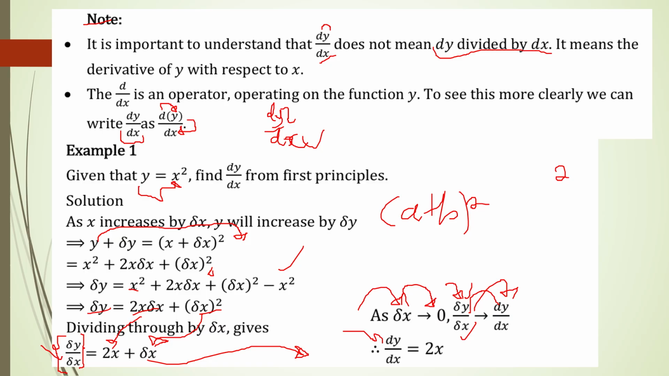So you're going to make a conclusion that therefore our final answer is dy dx being the same as 2x. And that's how you differentiate from first principles. Now let's look at some examples to understand that properly.